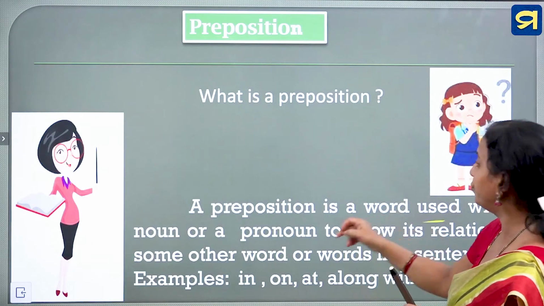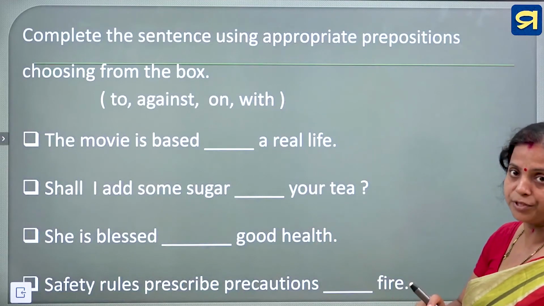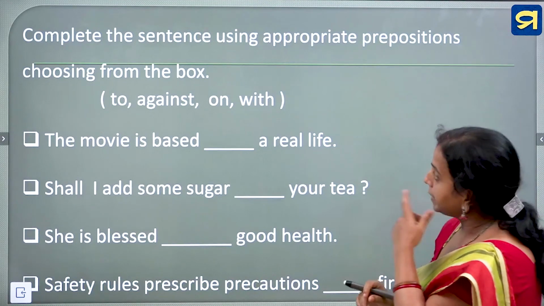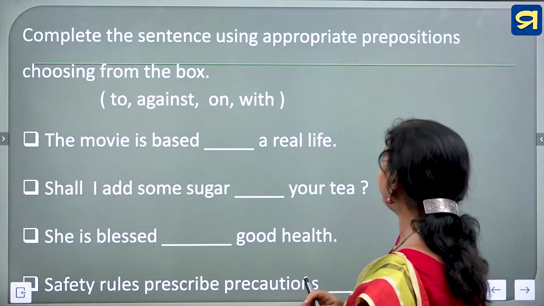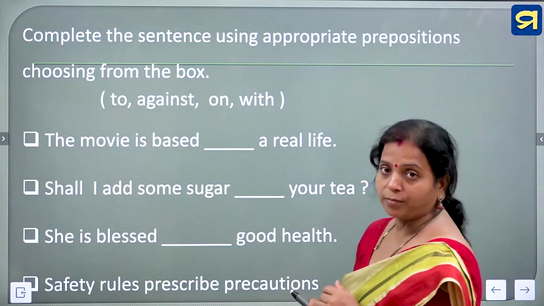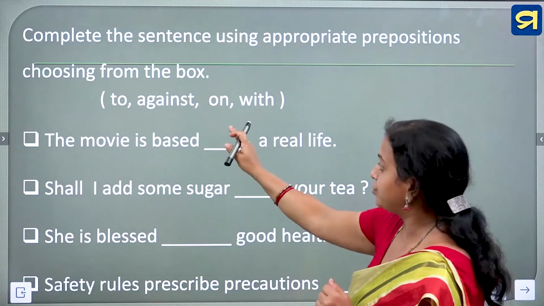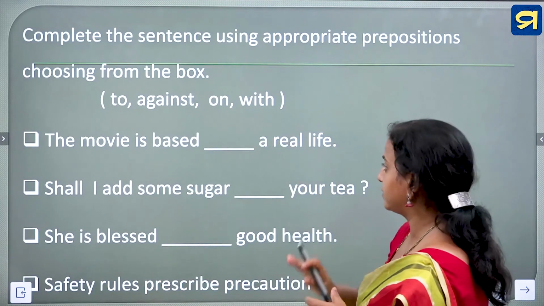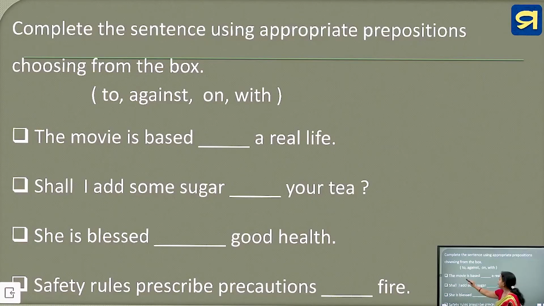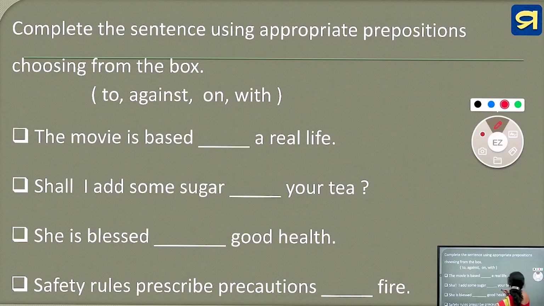Children, let us use some correct prepositions in the fill in the blanks. Complete the sentence using appropriate prepositions choosing from the box. There are some prepositions in the box. You will choose the correct preposition and fill the blanks. First one, the movie is based blank a real life. Very good. Based on a real life.